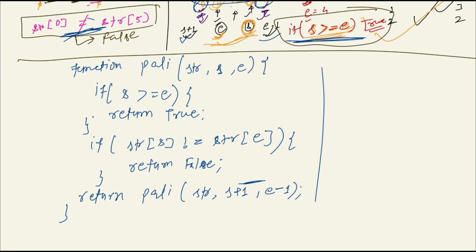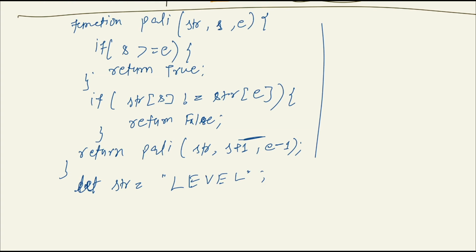So this is our program, and here we will define let str, which will be level for now, and then we will store the value of that particular function. So we will store const result. In result we will store the value of the function. Here we will pass str, meaning level, and the value of start will be 0. Initially we will send it 0, and end will be the length of the string.